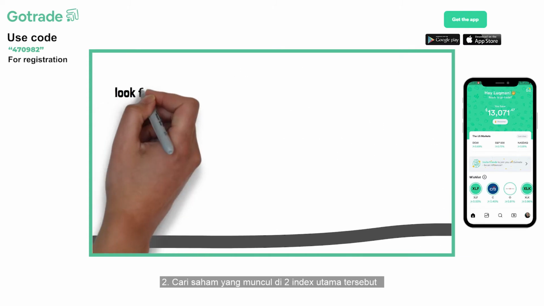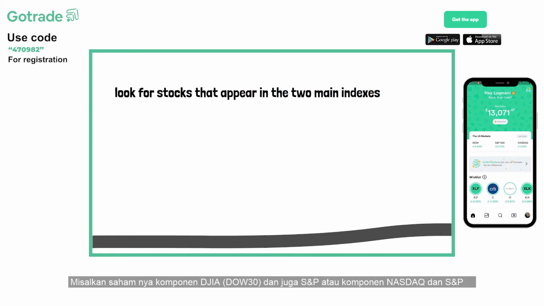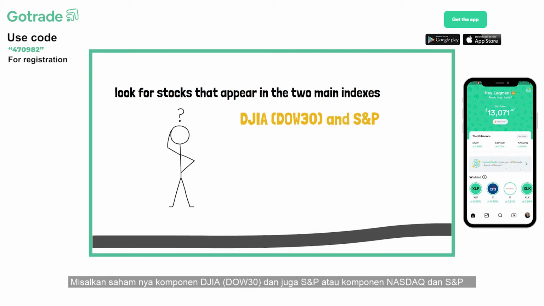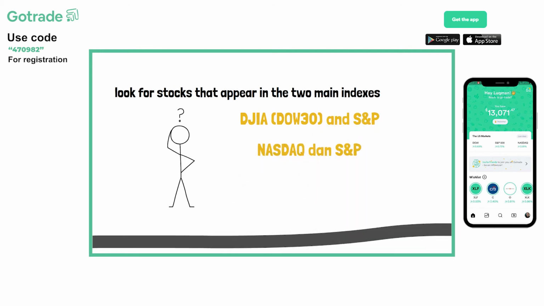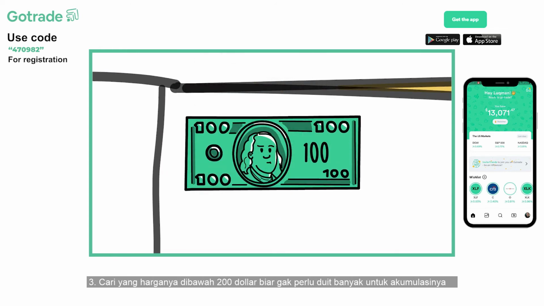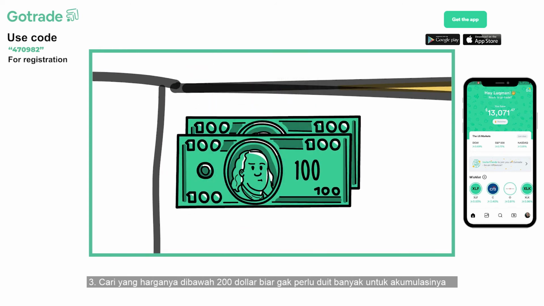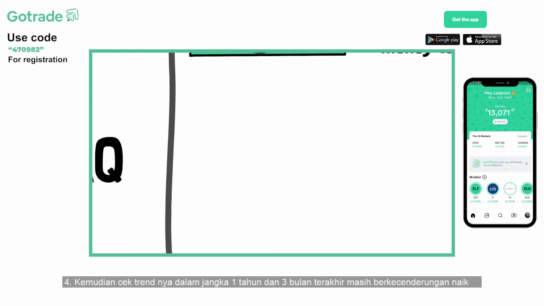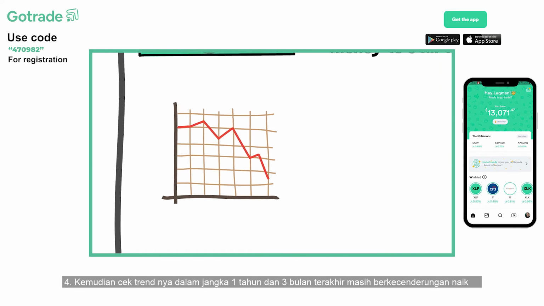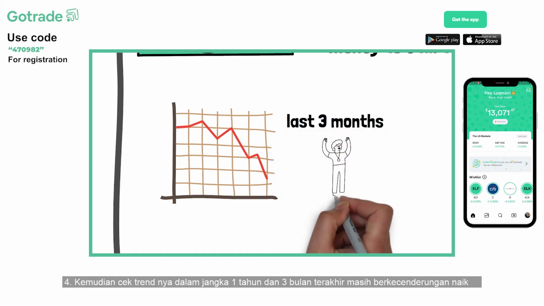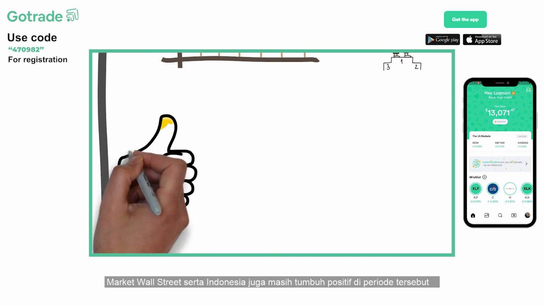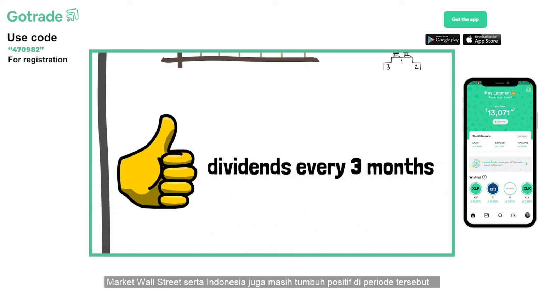Second, look for stocks that appear in the 2 main indexes. For example, a stock that is a constituent of Dow Jones Industrial Average, Dow 30, and S&P, or a constituent of Nasdaq and S&P. Third, look for stocks that cost below $200 so you don't need a lot of money to start buying. Fourth, check the trend in the last 1-year period and the last 3 months. See if it still tends to go up. Fifth, it would be better if the stock gives regular dividends every 3 months so you can get additional income.